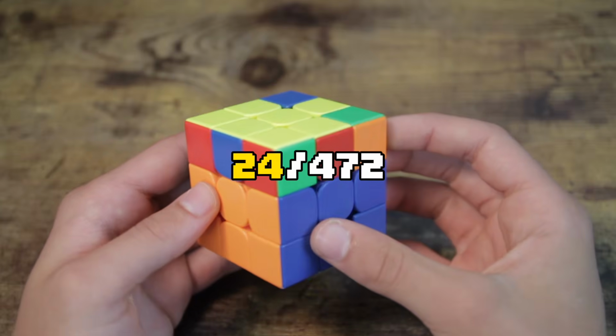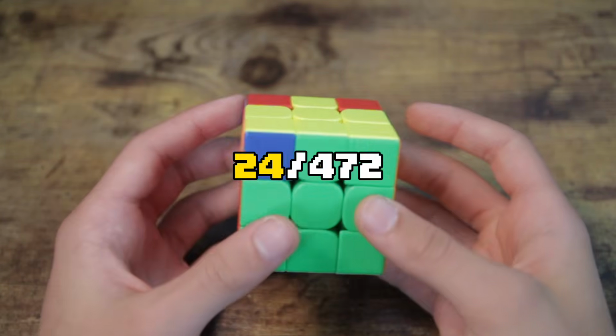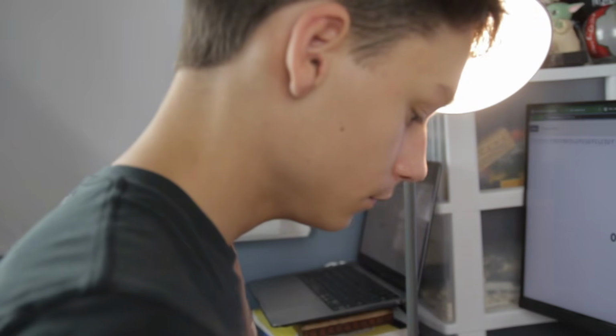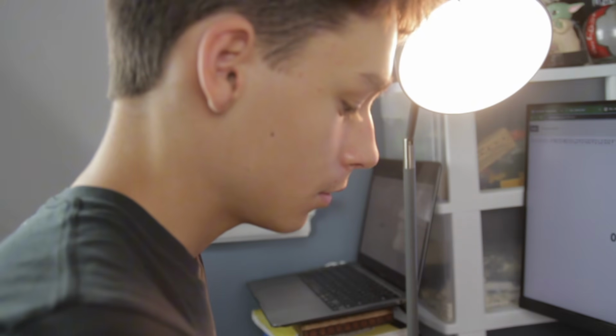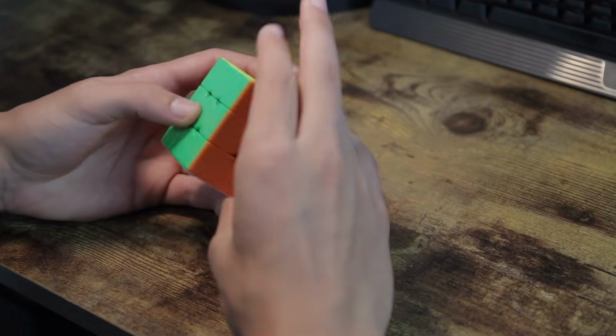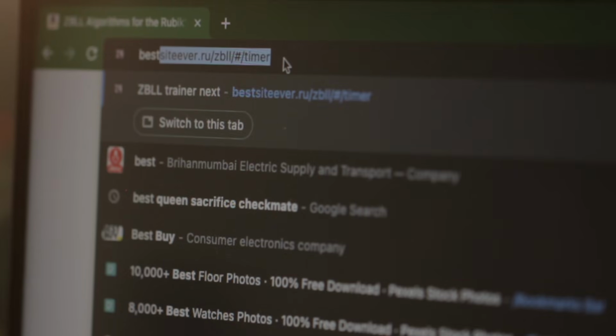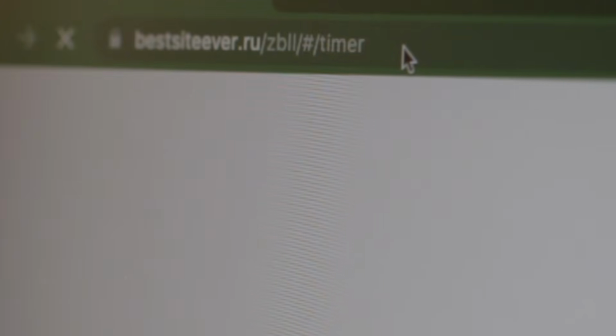But now is finally time for the test. I learned 24 new algorithms, totaling about 5% of full ZBLO. But I didn't let that bring me down. The time was now to show that I hadn't just wasted 2 hours of my life. Either way, I probably did waste 2 hours of my life, but that's beside the point. So I logged on to the best site ever. No, that's literally what it's called, and that's pretty cool. So I logged on to the best site ever, and selected all 24 ZBLOs I had put to memory.